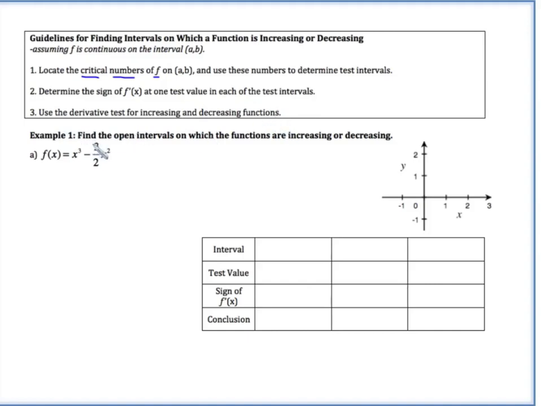So we're going to test whether it's positive, negative, or 0. So your question is going to say find the open intervals on which the functions are increasing or decreasing. So the first thing we have to do is find the derivative of our function, because we're going to be looking for the critical numbers. So we find our derivative, and this one is 3x squared minus 3x. Okay. After we find the derivative, we have to set this equal to 0 and solve.